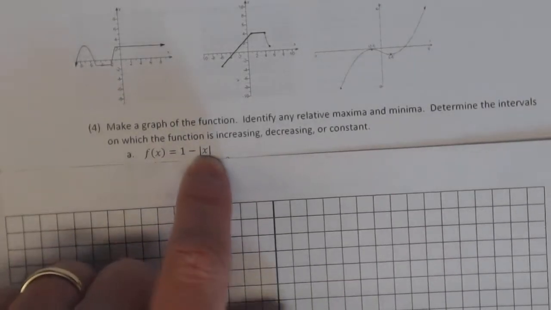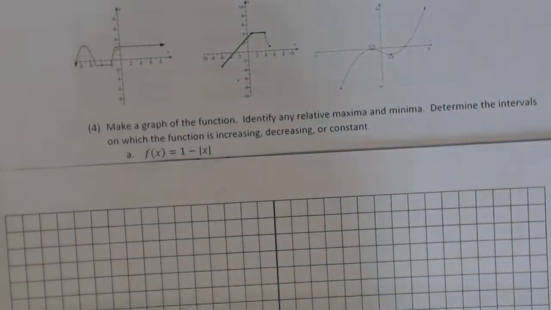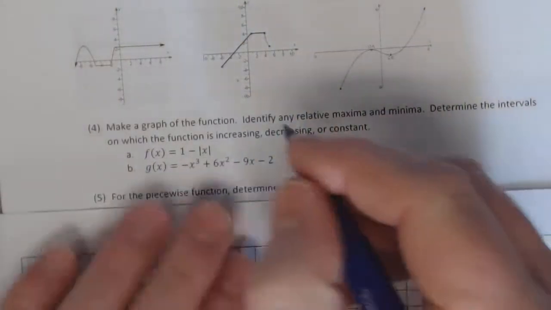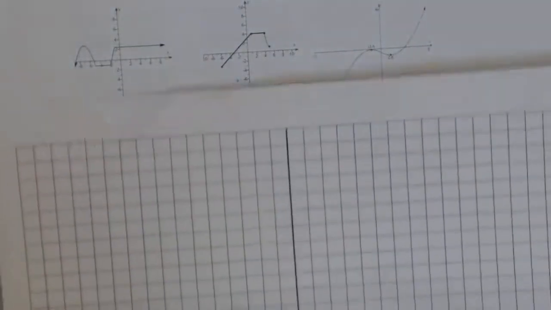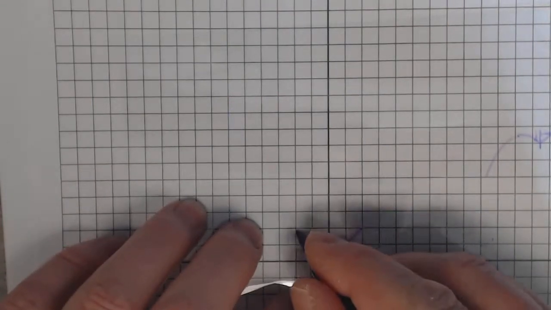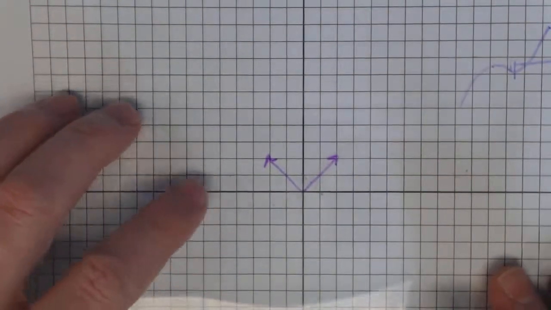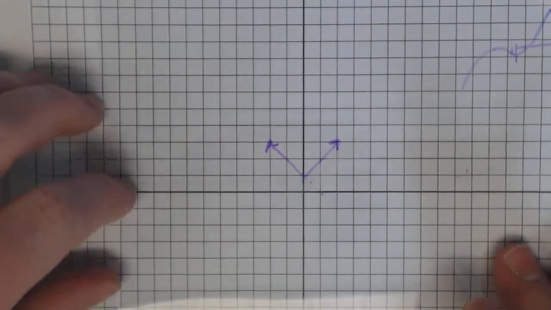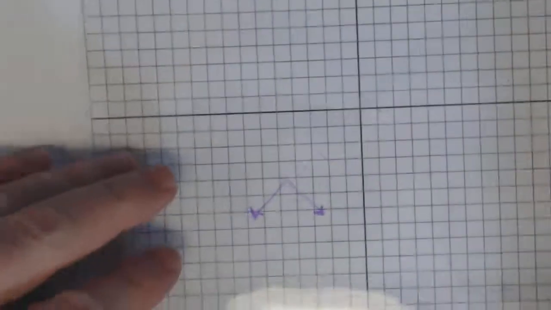So if I look at this one, I'm going to graph the absolute value of x. Wait a second, it'd be a little bit easier if we said that was negative absolute value of x plus 1. So let's take the V of the absolute value. The plus 1 shifts that graph up 1, and the negative in front of the absolute value signs flips it upside down.